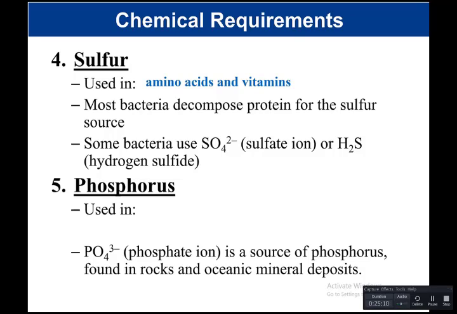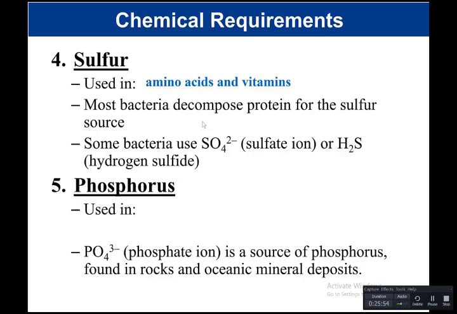How do organisms take in sulfur? Well, most bacteria decompose proteins for their sulfur source. So that is the primary way that most bacteria take in sulfur. However, some bacteria will use sulfate ions. Some bacteria will use hydrogen sulfide, H2S. This is what's discussed in our TSI test, for example. So this is the way that organisms can take in sulfur, and then the organism uses that sulfur to make amino acids, so to make proteins, and to make vitamins.